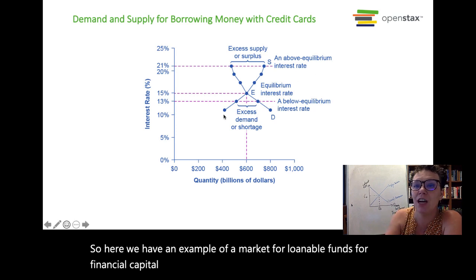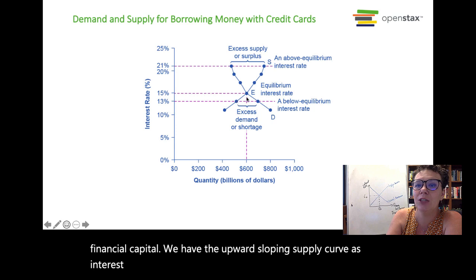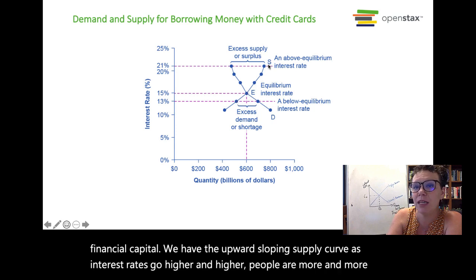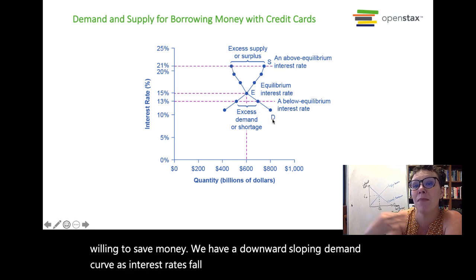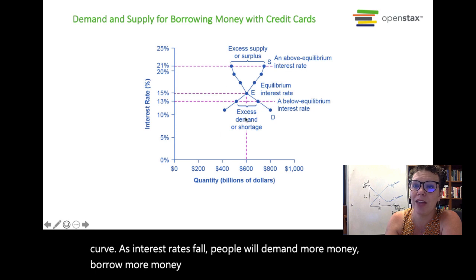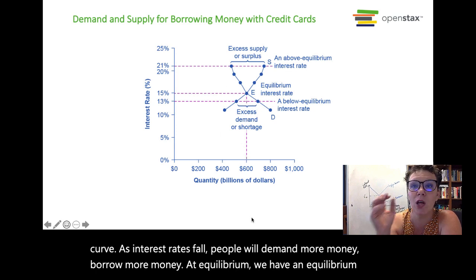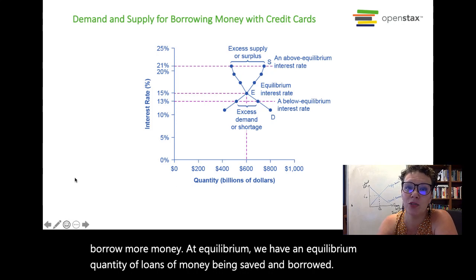We have the upward sloping supply curve. As interest rates go higher and higher, people are more and more willing to save money. We have a downward sloping demand curve. As interest rates fall, people will demand more money, borrow more money. At equilibrium, we have an equilibrium quantity of loans, of money being saved and borrowed, and an equilibrium interest rate.